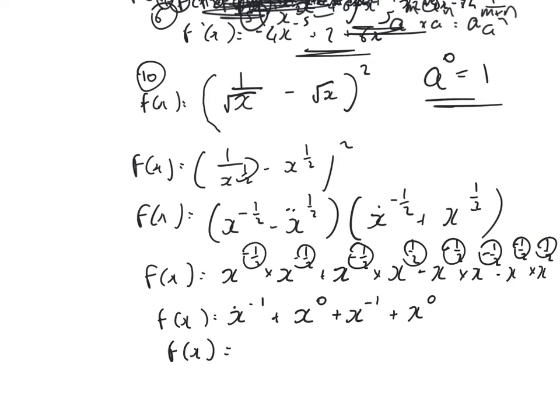So I've got x to the minus 1 and x to the minus 1, that's 2x to the minus 1. I've then got something to the power 0, which is 1, and something to the power 0 again, which is 1 again, so together they make 2. Don't forget to differentiate. Bring the power down, multiply, take 1 away from the power: minus 2x to the minus 2, and plus 2 will go.